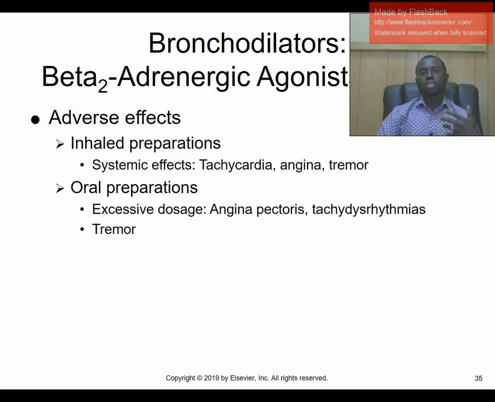Remember, we talked about selectivity. So just as with histamines, we have 1 and 2, we also have beta 1 and 2 agonists. Beta 1 is found mainly in the heart muscle, and so if the drug is used in higher doses, they lose their selectivity and may activate beta 1 receptors, which may cause chest pain.